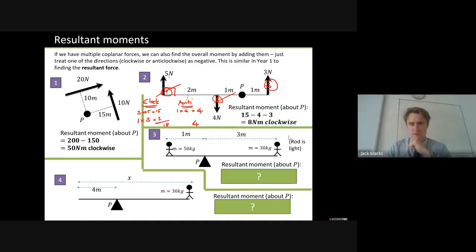Those numbers, right? We made a mistake. 15 minus 4 minus 3. Oh, I'm sorry, I put this one in the wrong list. We did say anti-clockwise, didn't we? So there you go. You see how easy it is to make a mistake with this sort of thing. So that should be 15, and that should be 7. So 8. Clockwise wins by 8, so 8 Newton meters clockwise. Why don't you pause the video and have a go at the last 2 before I reveal them?